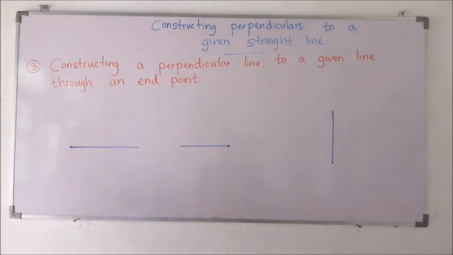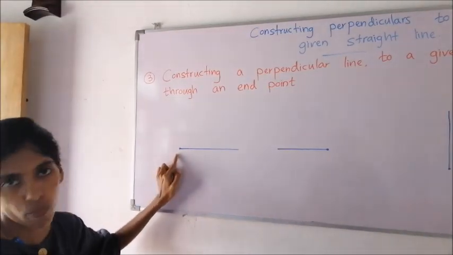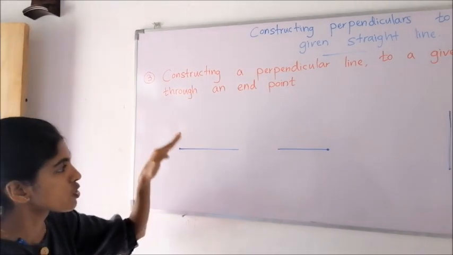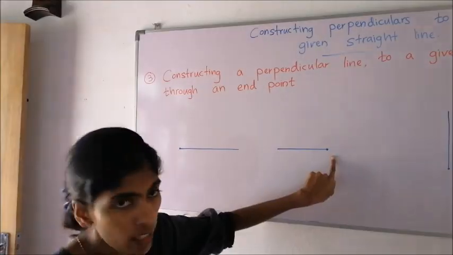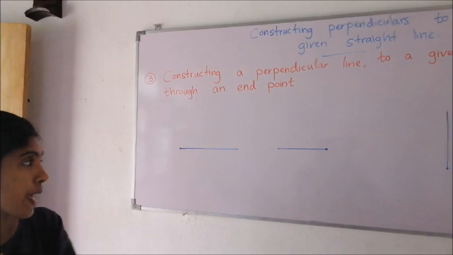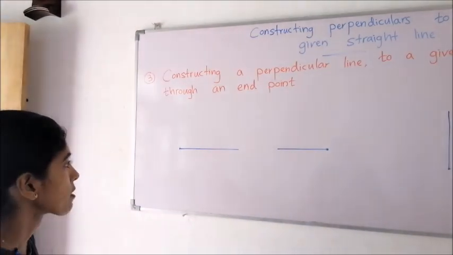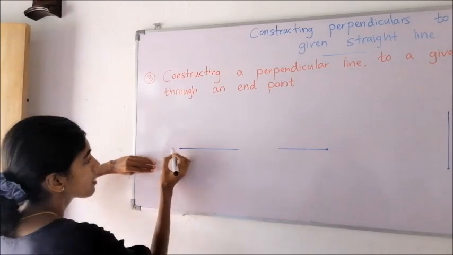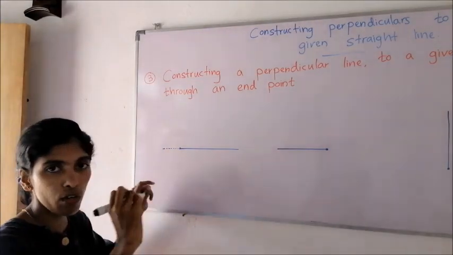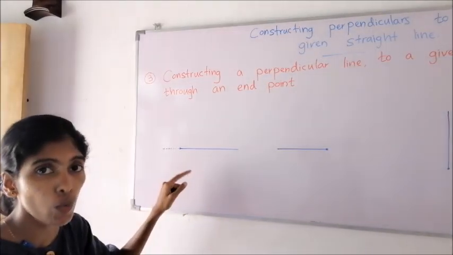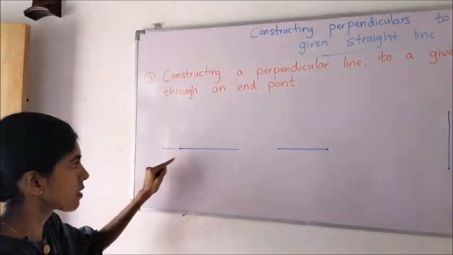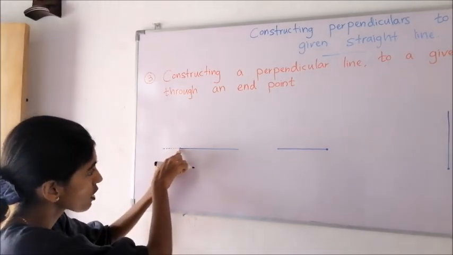Now the third one, children, we are going to construct a perpendicular line to a given line through what? Through an end point. If you want to construct a perpendicular line at this end point or else at the other end point, this is how we do that. Take the compass. Firstly, keeping the ruler, you can produce this line a little. You can draw a dotted line. Firstly, produce. Why? At this point from either side, we need to draw 2 arcs. So, produce the line. Thereafter, like earlier, keep the middle point at this point.